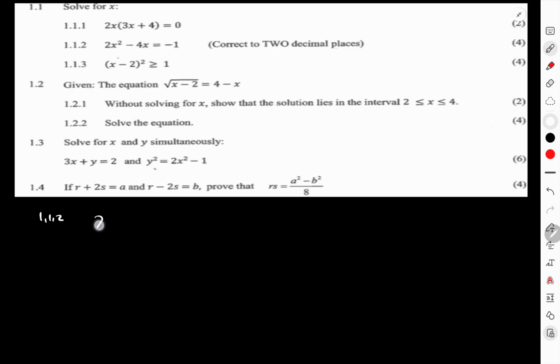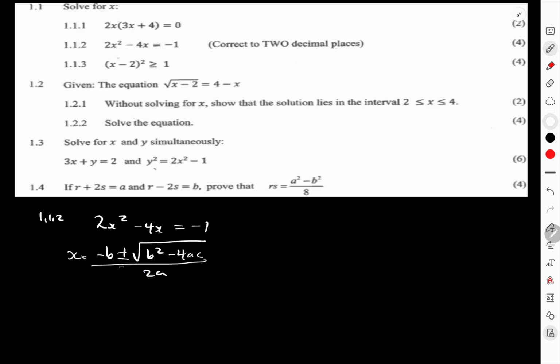1.1.2, we have 2x squared minus 4x equals negative 1. So here we can already see that they are saying correct to 2 decimal places. So whenever you see this statement, you should know that you have to use the quadratic formula. So the quadratic formula is given as, here we are looking for x. Therefore I'm going to say x equals negative b plus minus the square root of b squared minus 4ac, all divided by 2a.